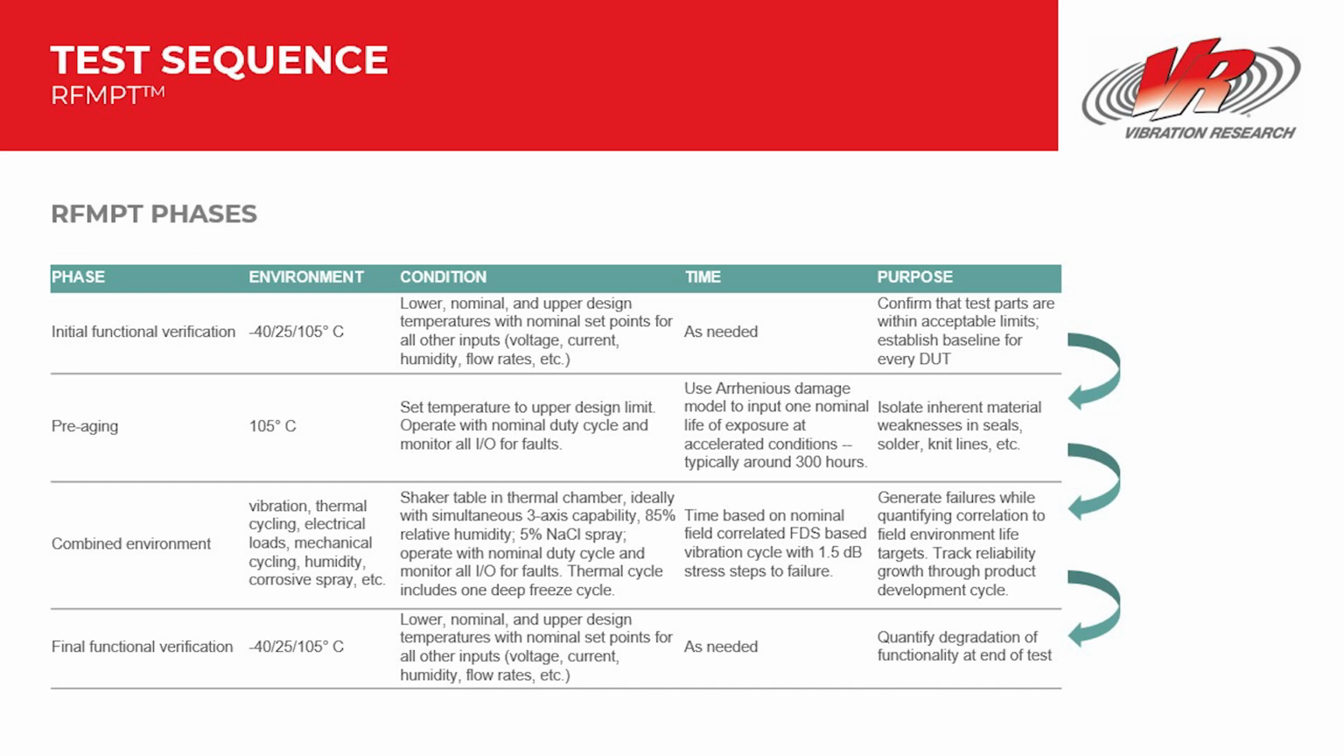The heart of the RFMPT test is the combined environmental testing, especially vibration and thermal cycling. The vibration inputs are performed in an increasing step stress fashion in which each increasing step is correlated to one product life using the vibration research fatigue damage spectrum methodology. We'll talk more about that in a minute. Finally, an end of test full functional verification, identical to the initial functional verification, is performed on every part to identify latent defects, quantify degradation, and provide data for A/B comparisons and reliability growth tracking.